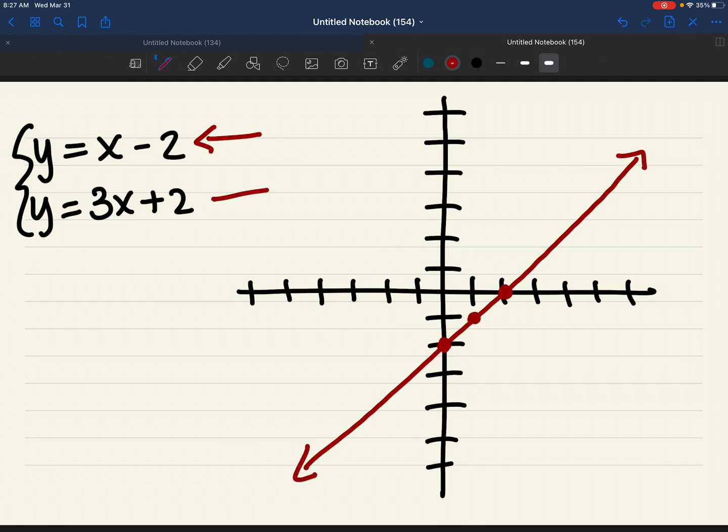Okay, then I'm going to do the same thing, but now I'm graphing the second equation. I'm going to switch colors. Start with the y-intercept, which is +2. What's my slope? 3 over 1. 3, or 3 over 1. So what direction am I moving? Up 1, 2, 3, right 1.